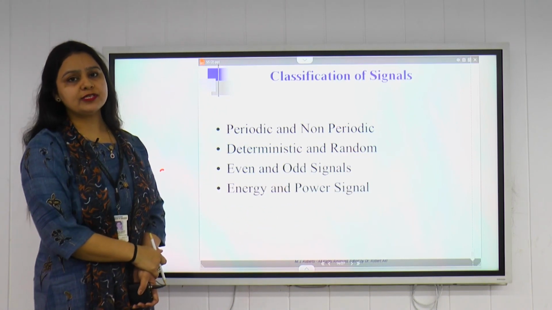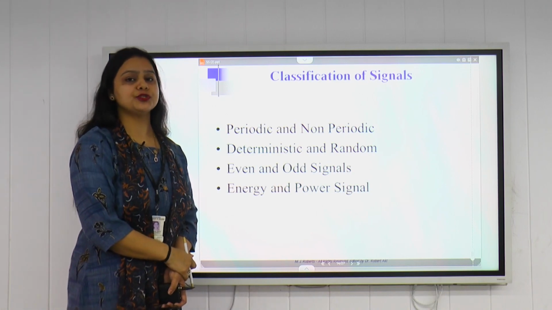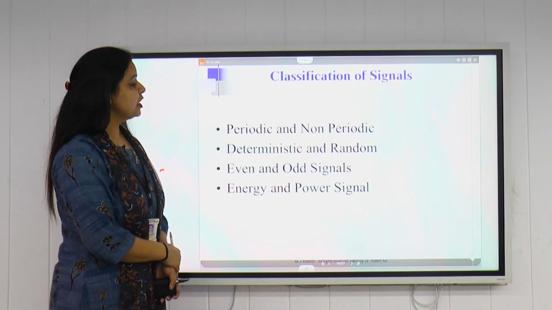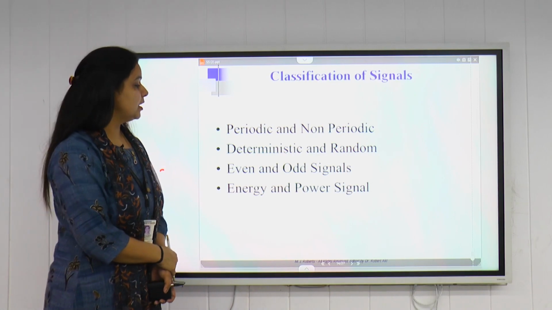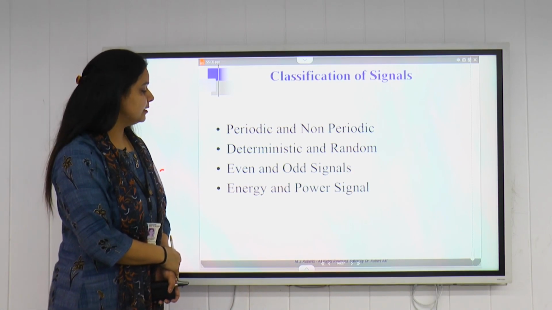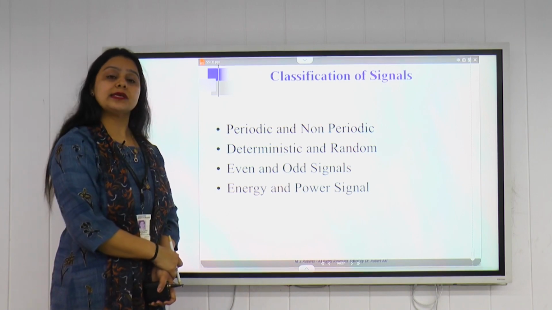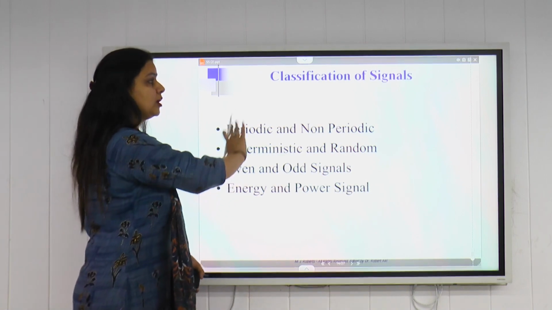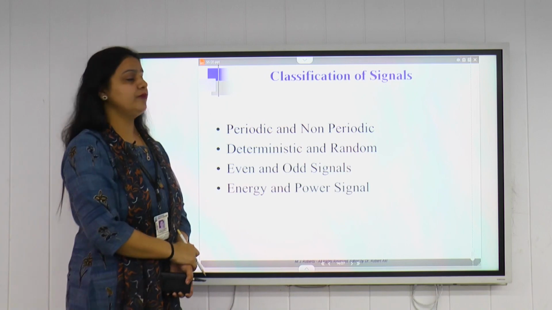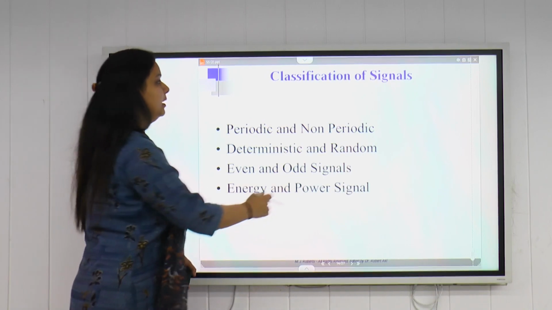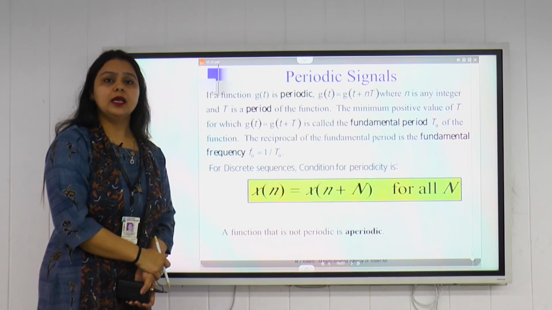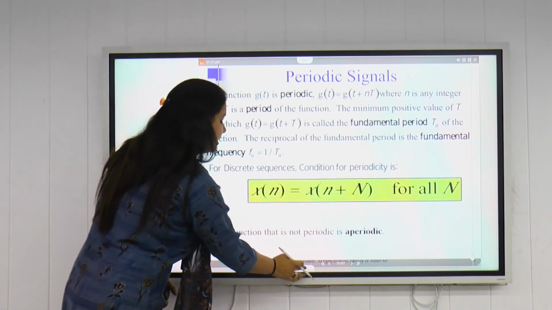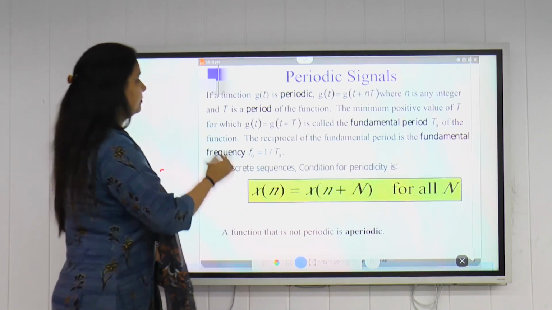After this elementary signal, we have the classifications of signals. In the classification of signals, we have first periodic and non-periodic. Then we have deterministic, random signals, even and odd signals, energy and the power signal. So covering all these topics one by one, we will be starting with the first signal, that is the periodic signal.